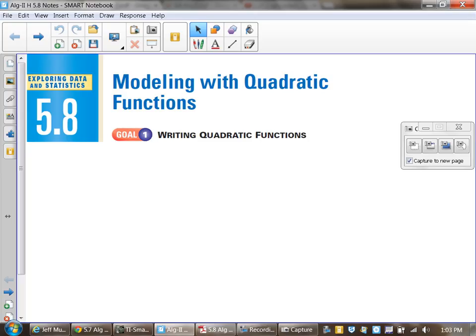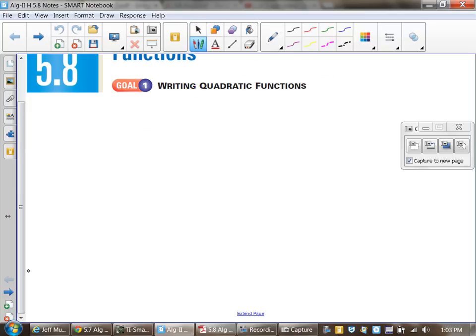We have been working with three types of quadratic equations. We've been working with what we call standard form, and that's your ax squared plus bx plus c. That's standard form.